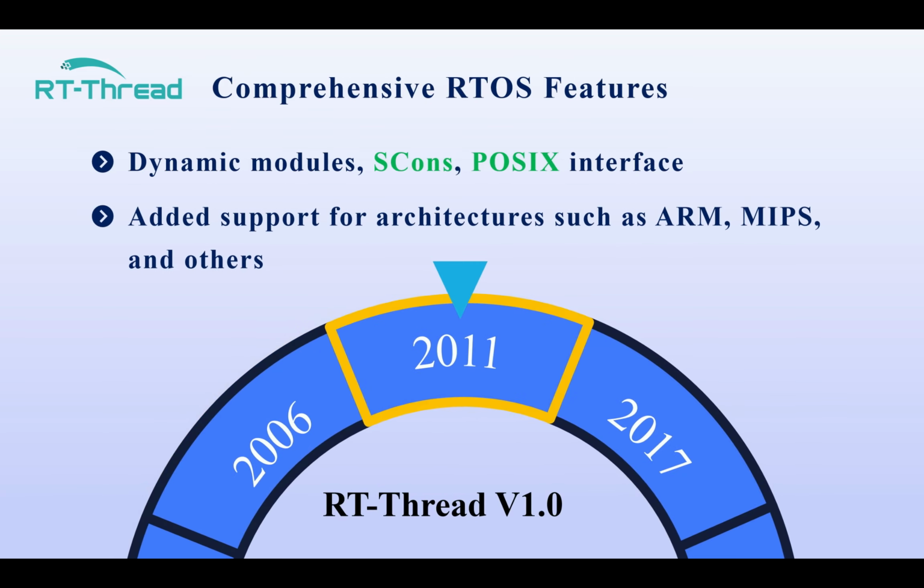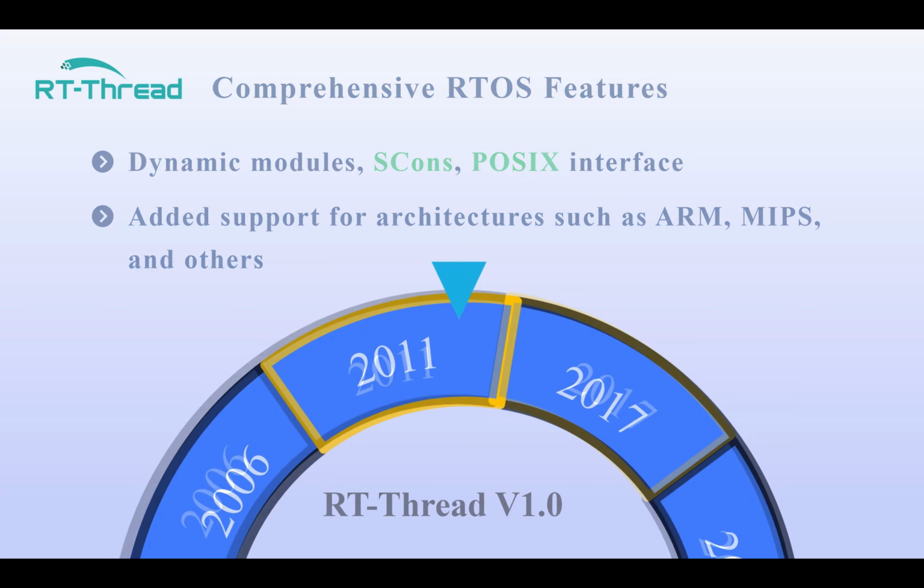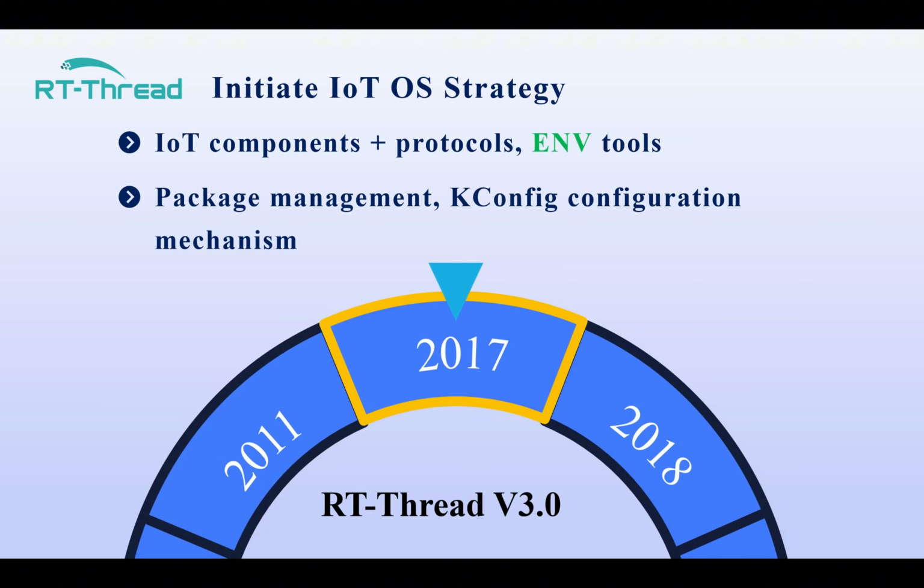In 2011, RT-Thread released version 1.0. At the same time, it introduced support for the GUI and POSIX interfaces. It also supports many architectures, such as the ARM architecture and the MIPS architecture. In 2017, it released version 3.0, officially launching the IoT strategy.